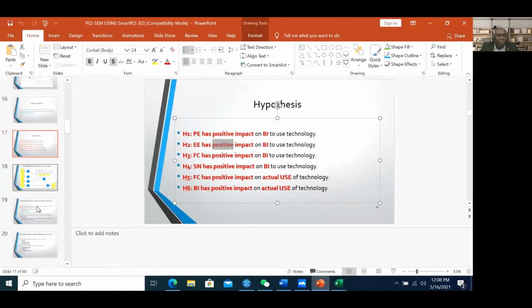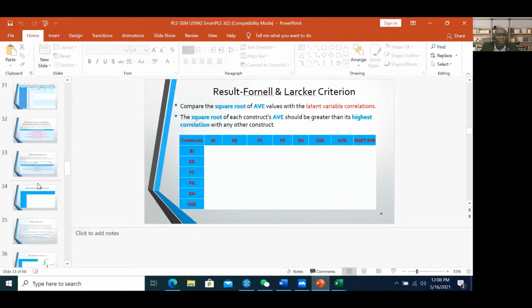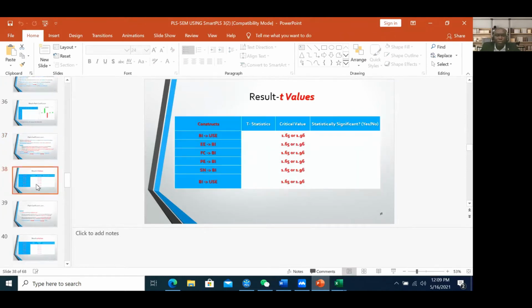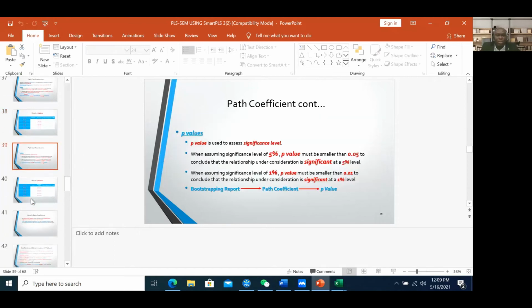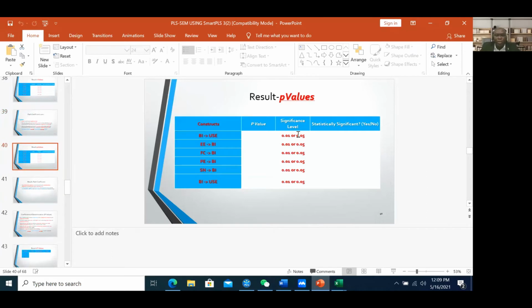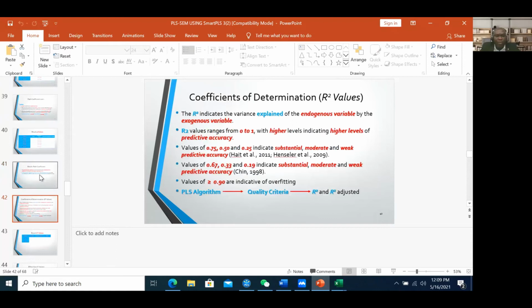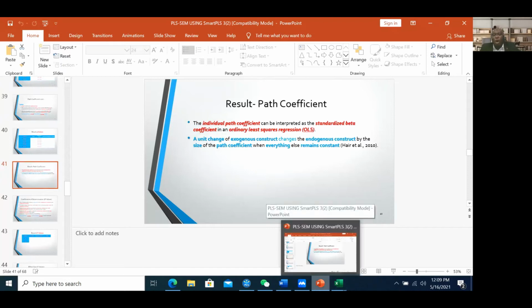Let me quickly show you the table for this T statistics result. The p value is 0.05. And then the path, we spoke about the path already. So that should suffice for testing your hypothesis.